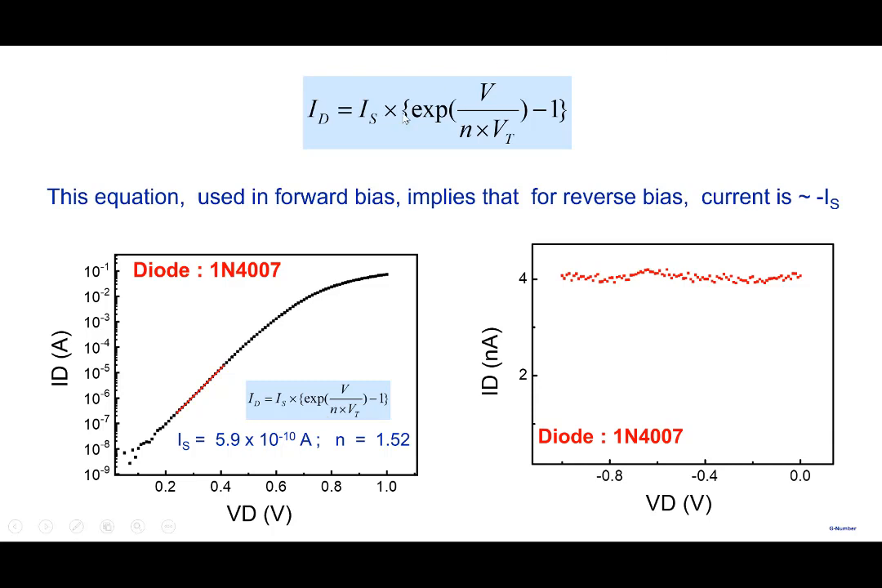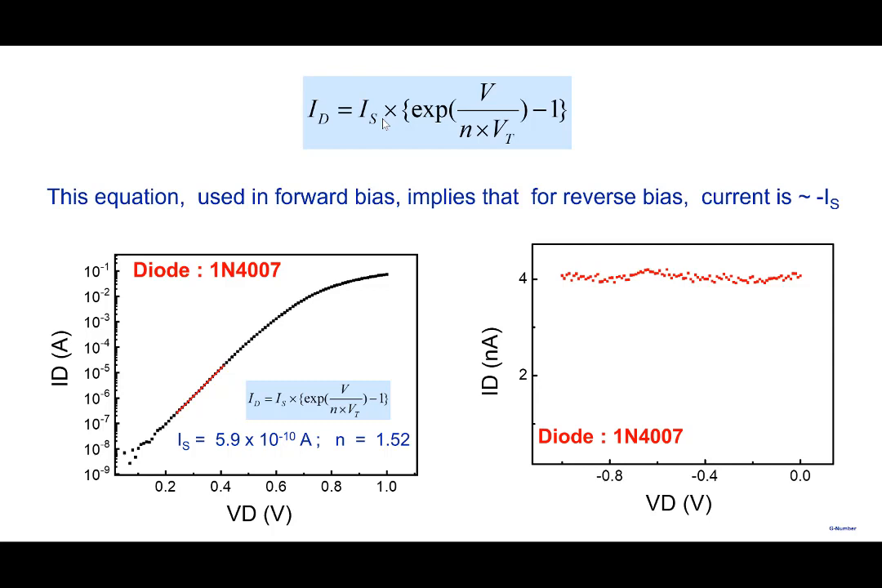So IS is not the reverse saturation current, although the name is there. In some diodes, it may turn out that in reverse bias the current that you measure is also equal to IS. That may turn out to be. But in general, IS is not the reverse saturation current.